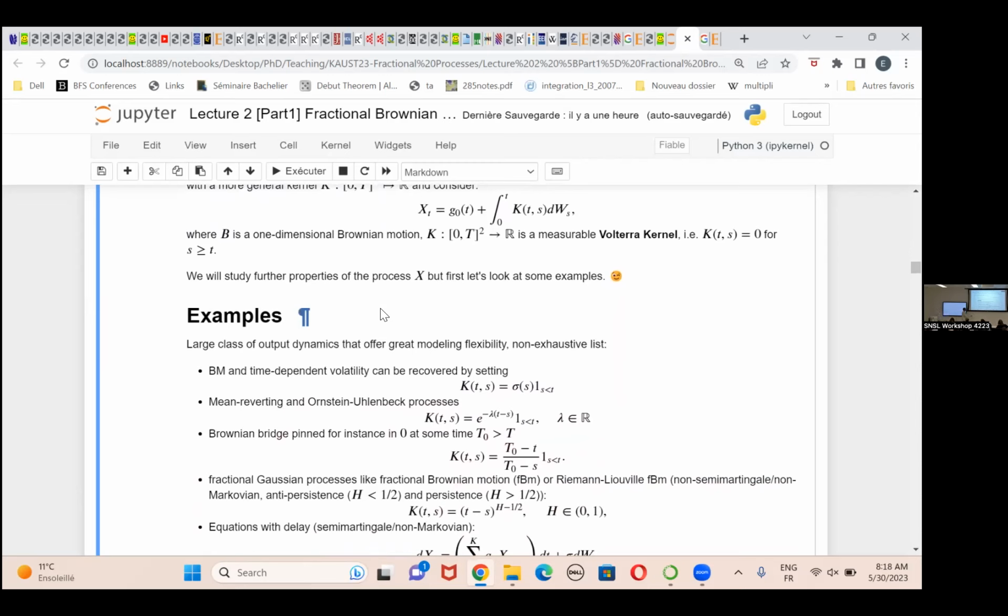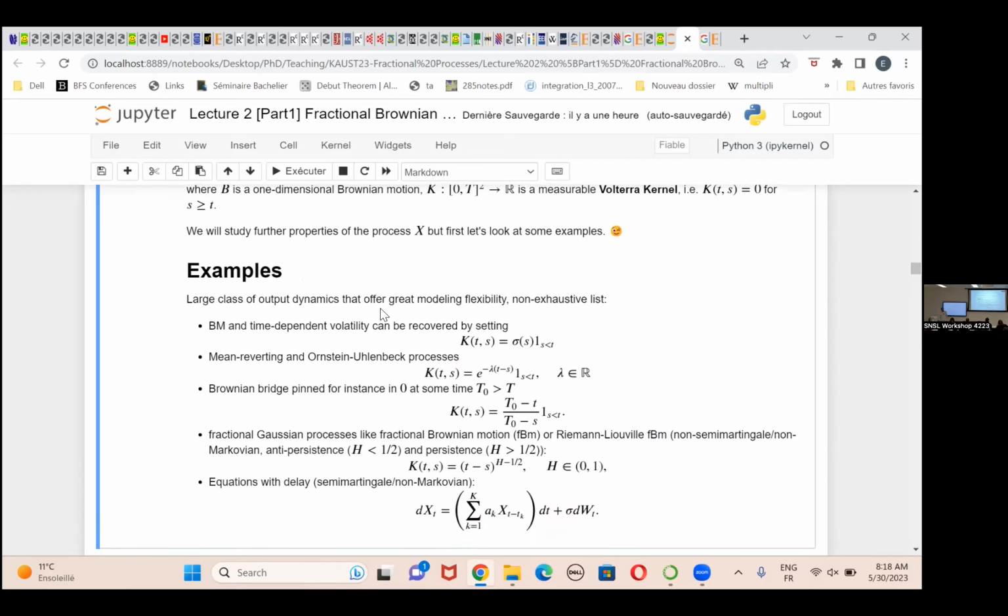If you take a constant kernel or a kernel that depends only on the s variable, then you recover a Brownian motion with a time-dependent volatility. If you take the exponential kernel, you recover the Ornstein-Uhlenbeck process. If you've already heard about the Brownian bridge, it also fits into this framework for a particular kernel. And then you have fractional processes, I'll get back to this later. And you also have some delayed equations.